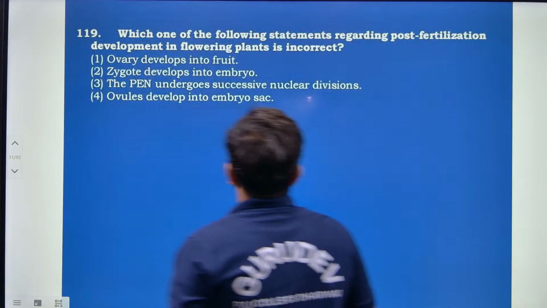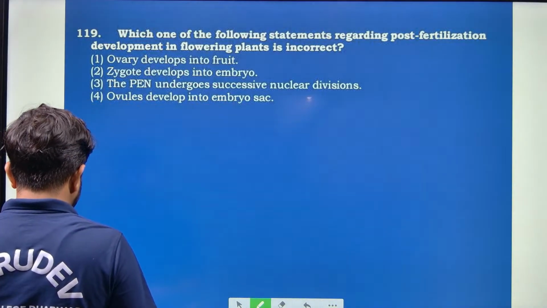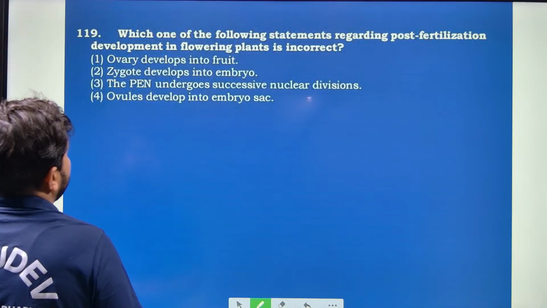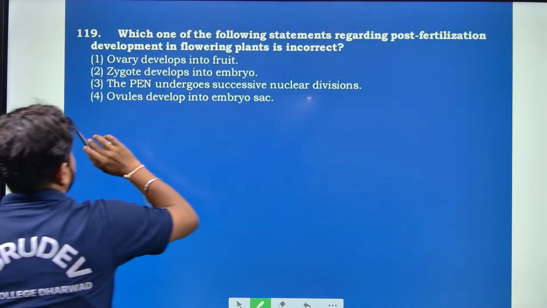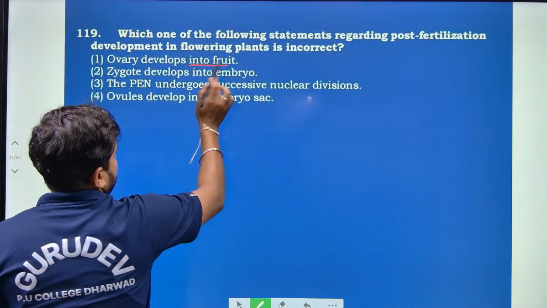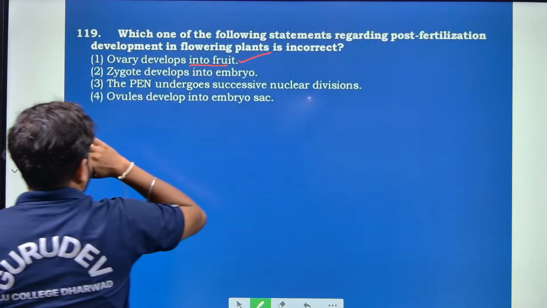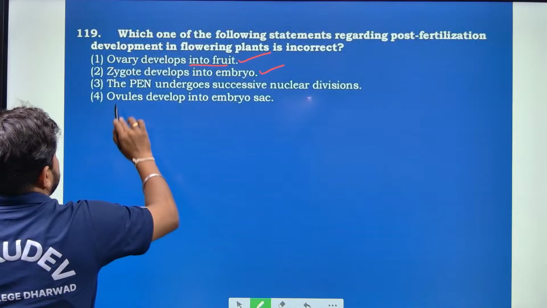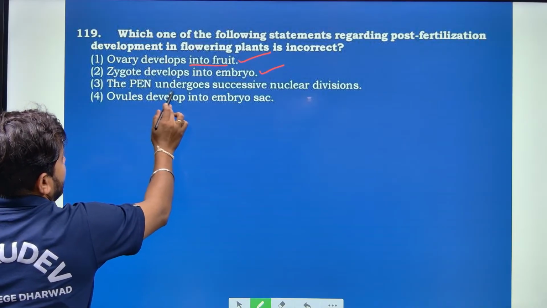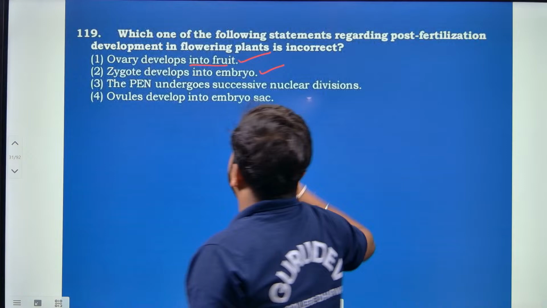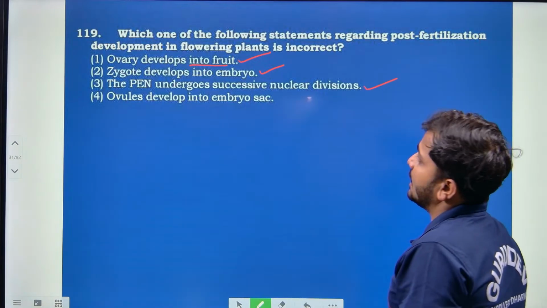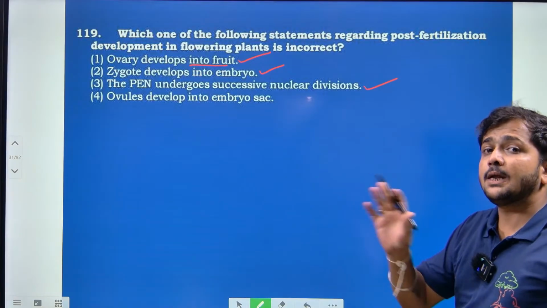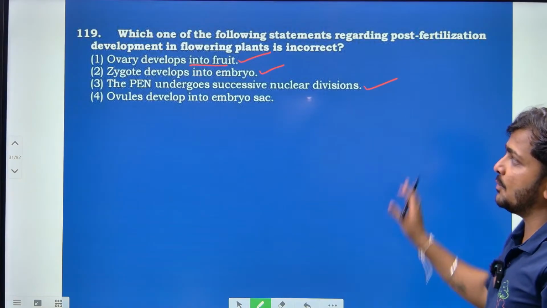Then, which of the following statements regarding post fertilization development in flowering plants is incorrect? Ovary develops into fruit: this is correct. Zygote develops into embryo: this is even correct. The PEN undergoes successive nuclear division: yes, the PEN will undergo successive nuclear division, because there will be formation of nuclear endosperm as well as cellular type of endosperm.